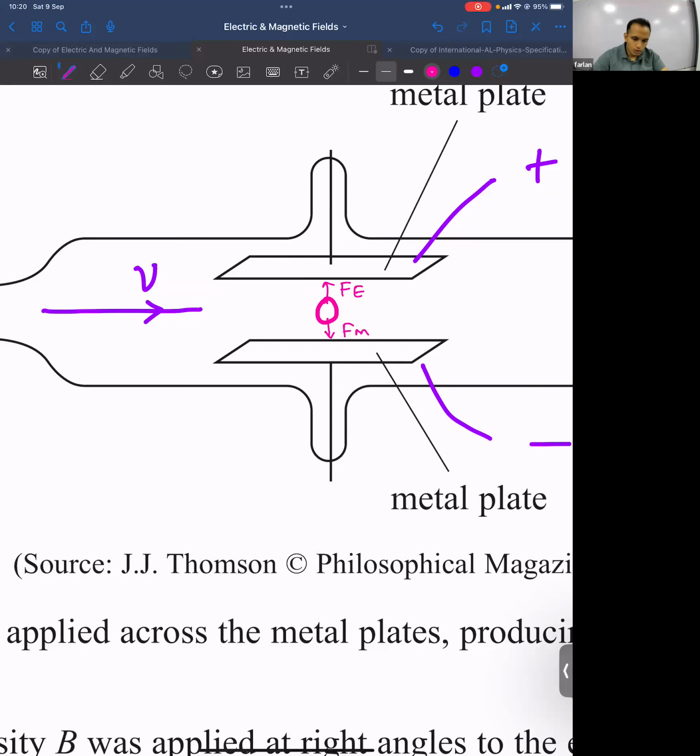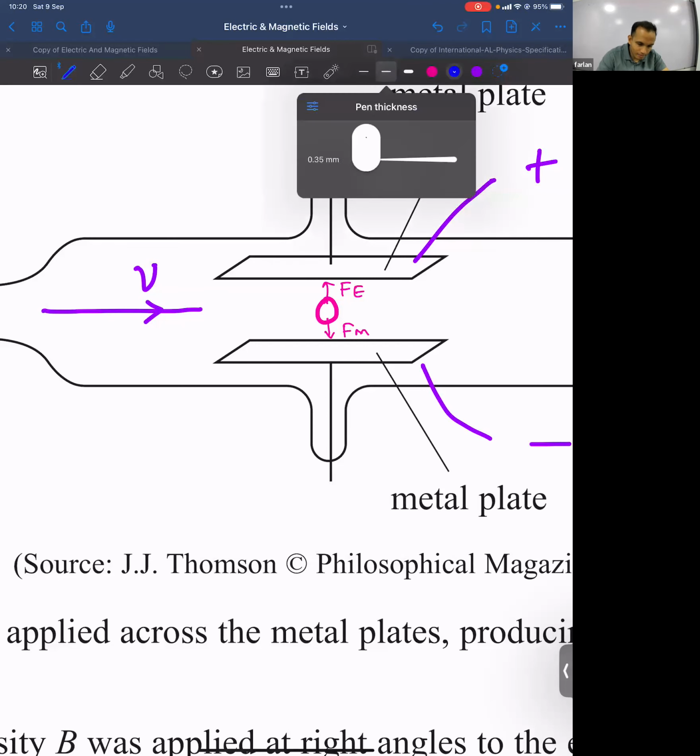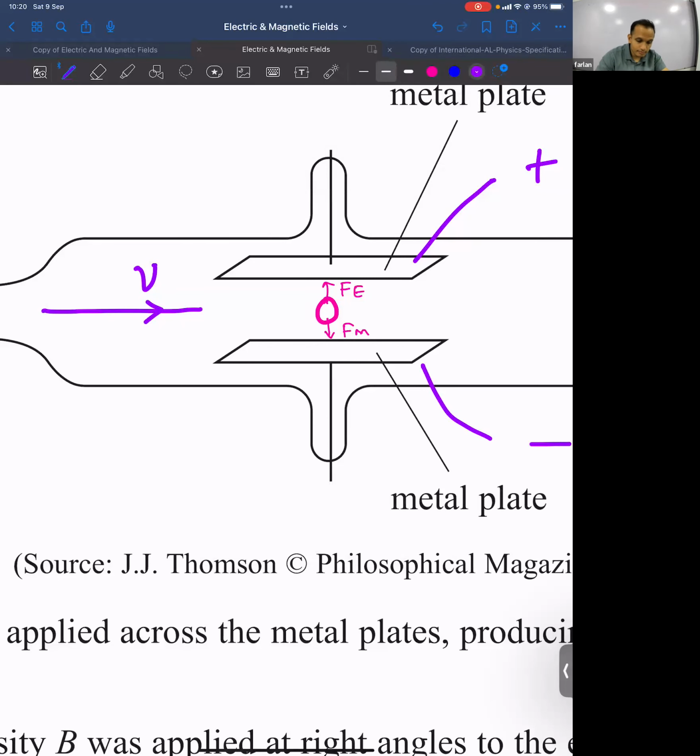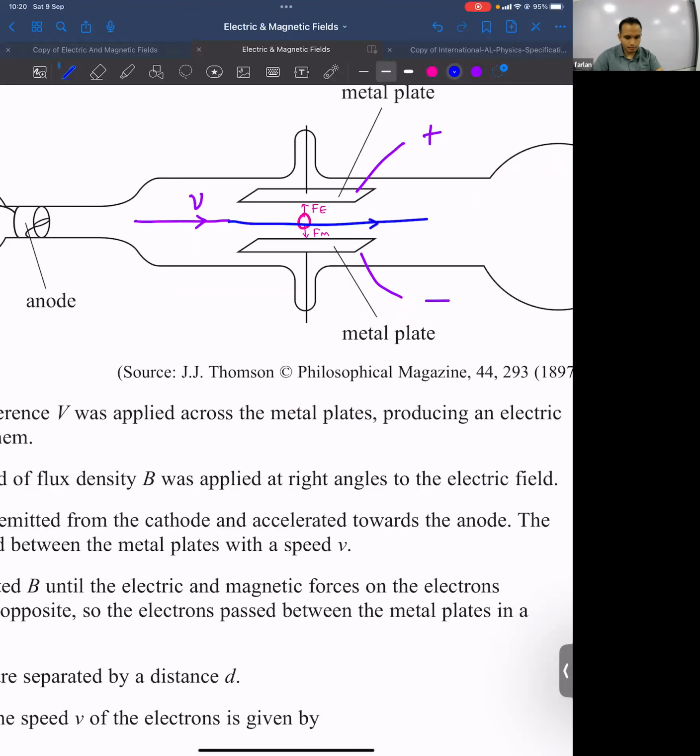Correct? So then what will happen? This electron will just continue straight without any deviation. Am I right? That is what they have explained in the question. If you want, read it again and see. That is what they have told in the question.